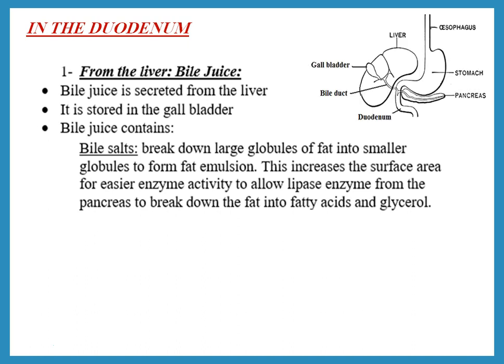Now, in the duodenum, what happens? The food stands in the duodenum. Remember, we said the duodenum is the first part of the small intestine. And the pancreas will secrete juices and the liver will secrete juices on the food standing in the duodenum. So the liver, you have to know, secretes something called bile juice. So the liquid secreted by the liver is bile juice.